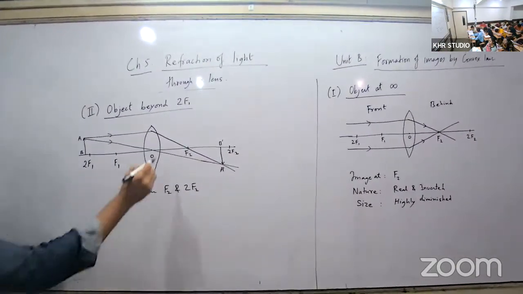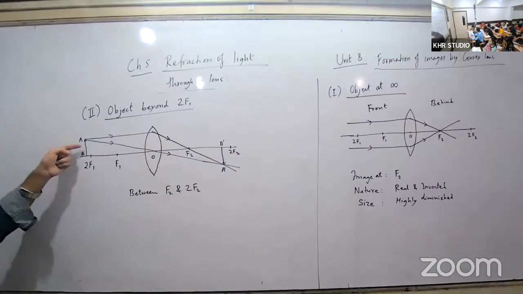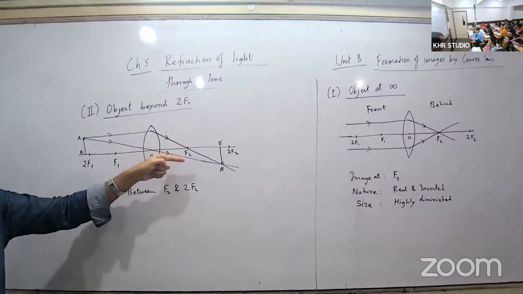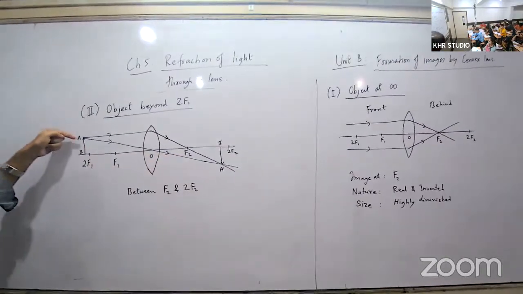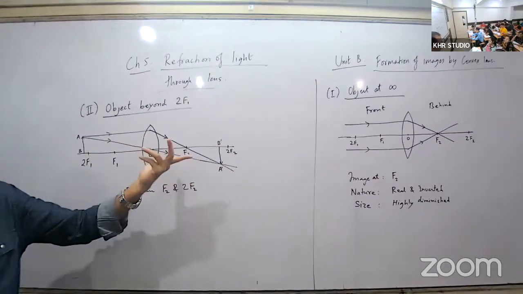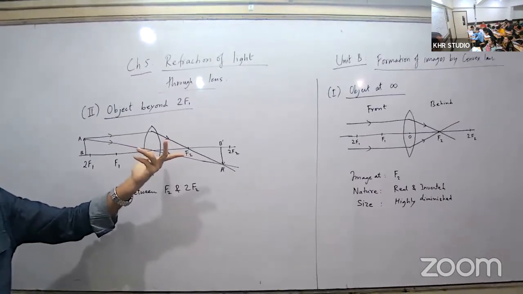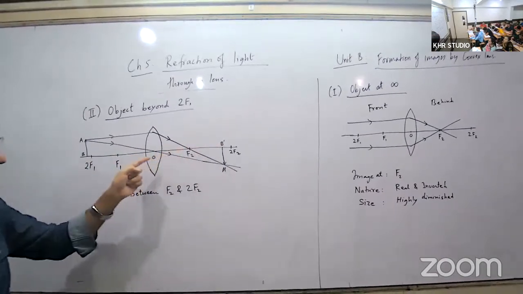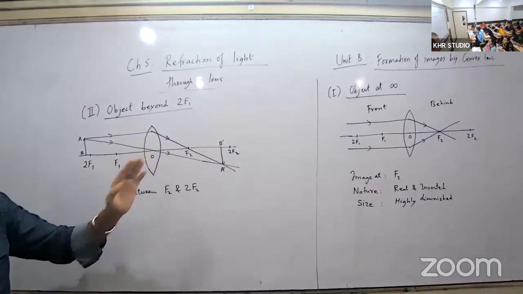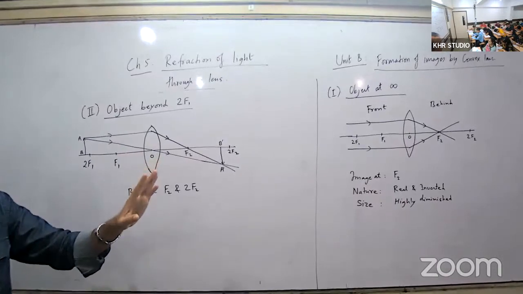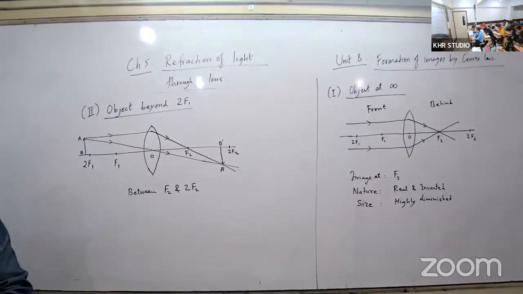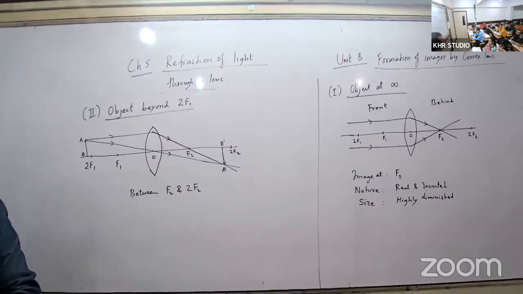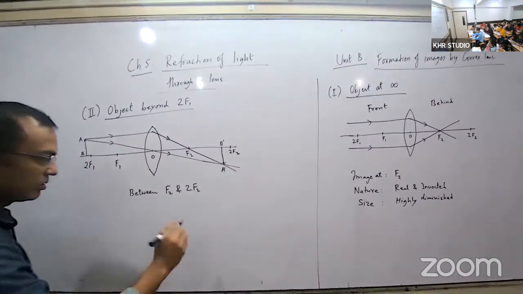Parallel ray to principal axis after refraction will go through focus. That is the rule. Any ray which is passing through the optical center, there won't be any deviation. That's the special case. See, the principal axis, it's not deviating. Anything that passes through optical center, there will be no deviation. That's different. So it is okay.